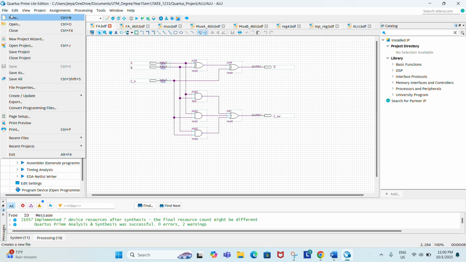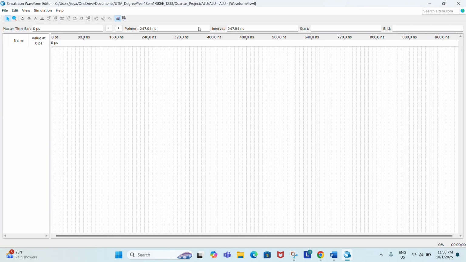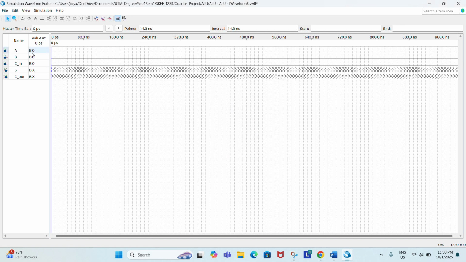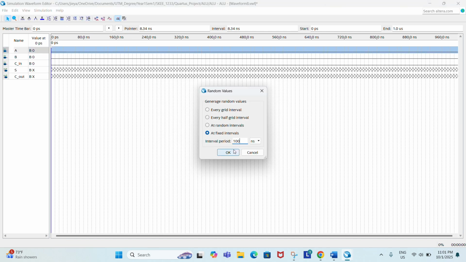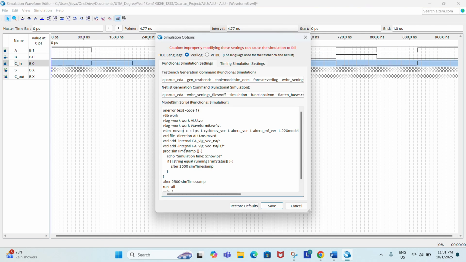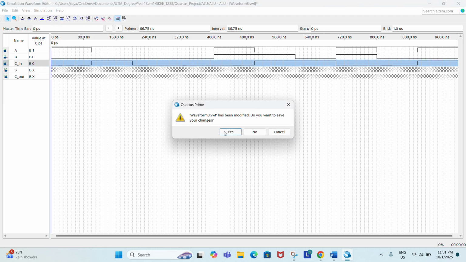Okay, so 0 errors. Now, File, New, University Program VWF. Here, I will put random values at fixed 100 nanosecond intervals. All the inputs are also the same. Before we start the simulation, we need to delete the no read out. Now let's run the functional simulation.